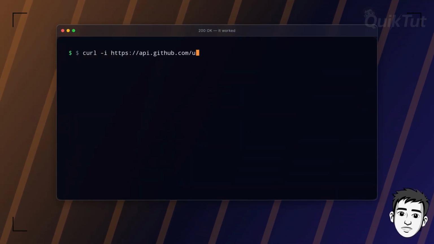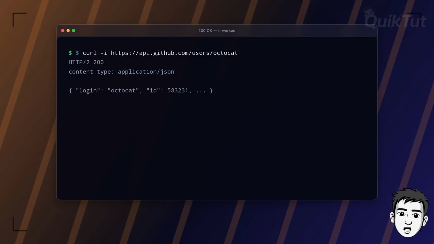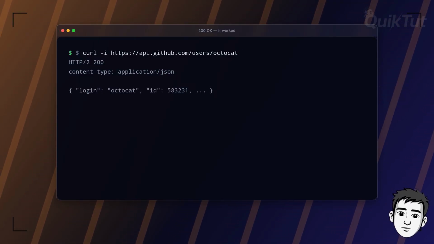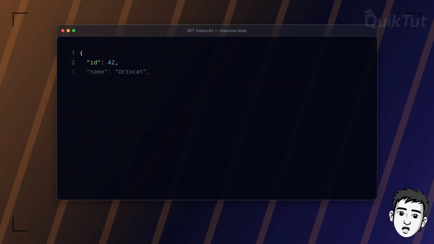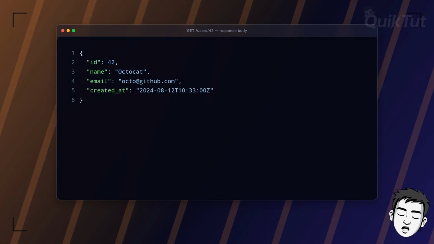200 OK is the easy one. The question it's answering: did it work? Yes, here's the data. Hit GET /users/42, get the user back, nothing more to it.